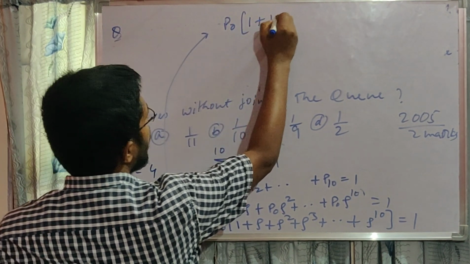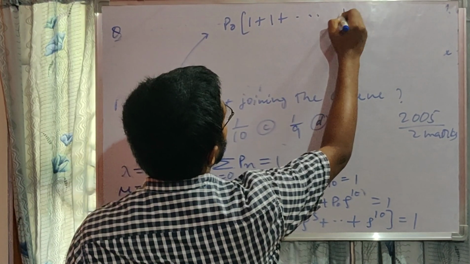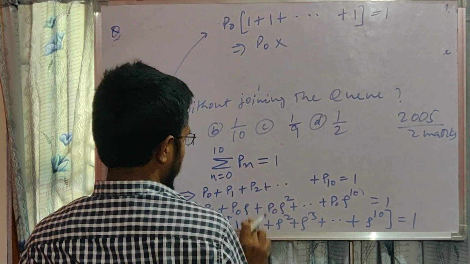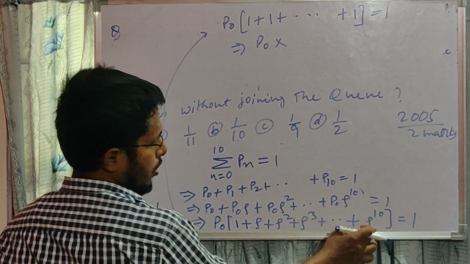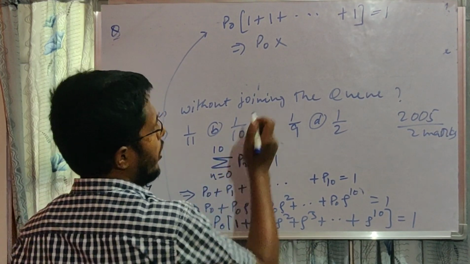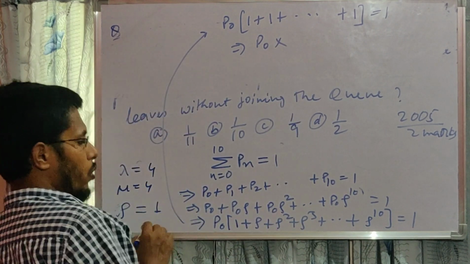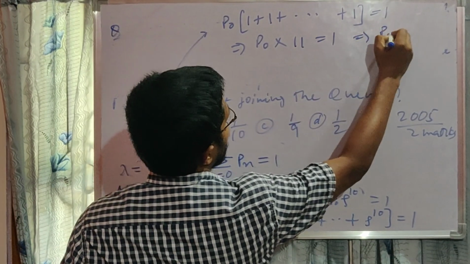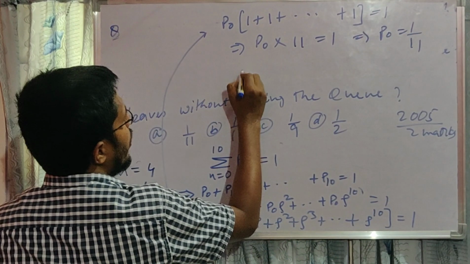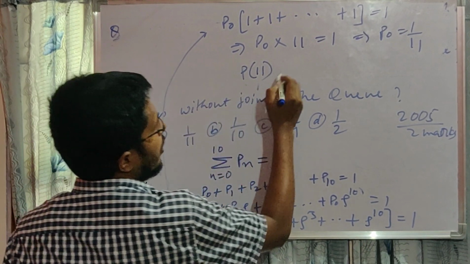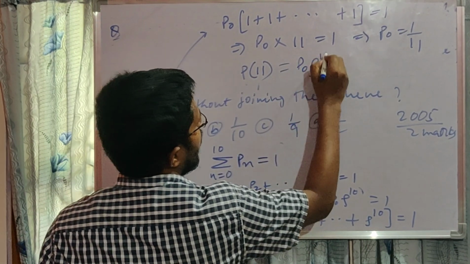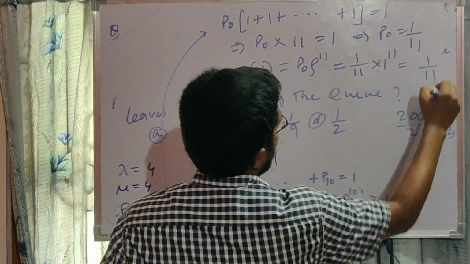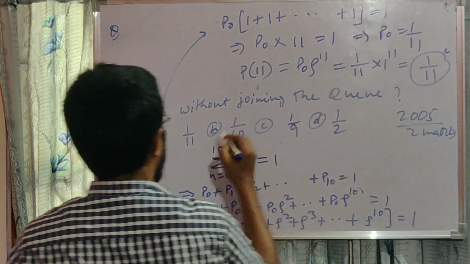Now P0 into (1 plus 1 plus 1 and so on) is equal to 1. How many terms are there? There are 11 terms, from 0 to 10, and rho is 1. So P0 into 11 equal to 1, which implies P0 equal to 1 upon 11. So what will be the probability of having 11 customers in the system? P0 into rho to the power 11. P0 is 1 by 11, into 1 to the power 11, that is 1 by 11. So 1 by 11 will be the answer.